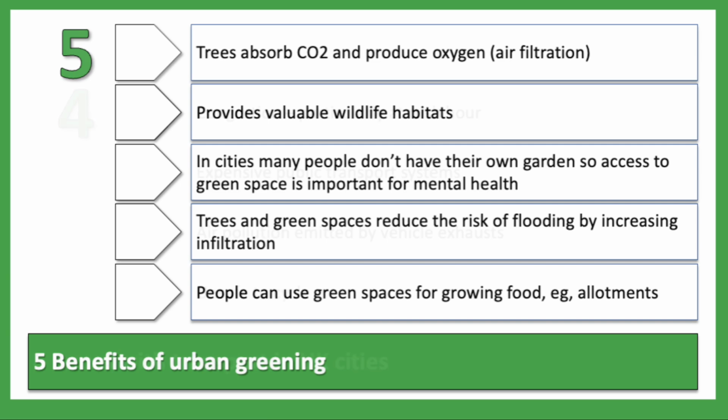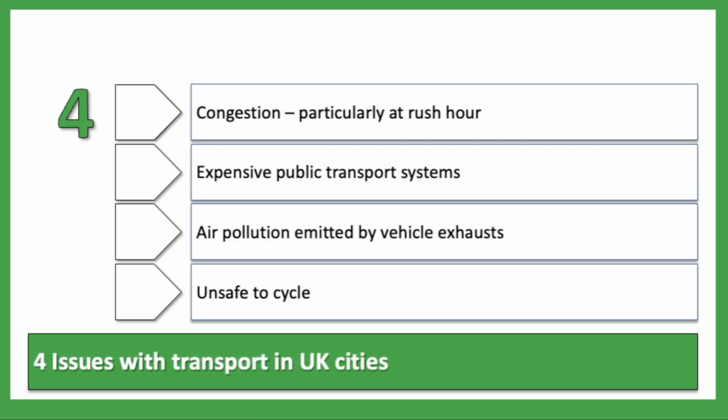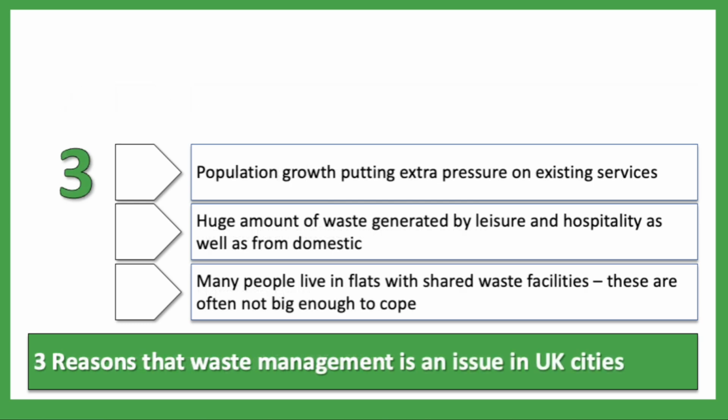Right, let's have a look at 4. So we're looking at 4 issues with transport in UK cities. So firstly, we have congestion, particularly at rush hour. Although in some of the big UK cities, it can be congested all day long. Expensive public transport systems, we've got air pollution emitted by vehicle exhaust, and it can be unsafe to cycle in lots of cities across the UK.